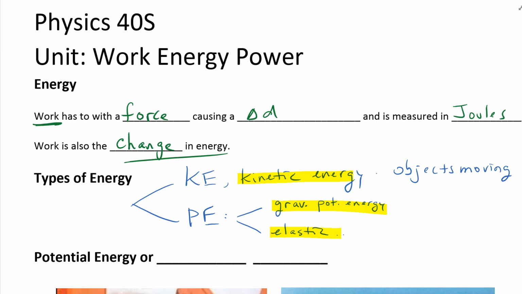And so today we're going to start off with gravitational potential energy. This is the order that we're doing things today. We'll do that first, then we'll be talking about elastic, then kinetic energy, and last but not least, total mechanical energy.